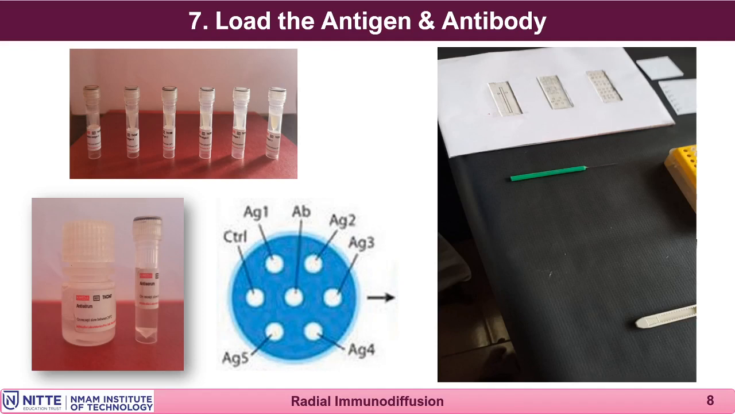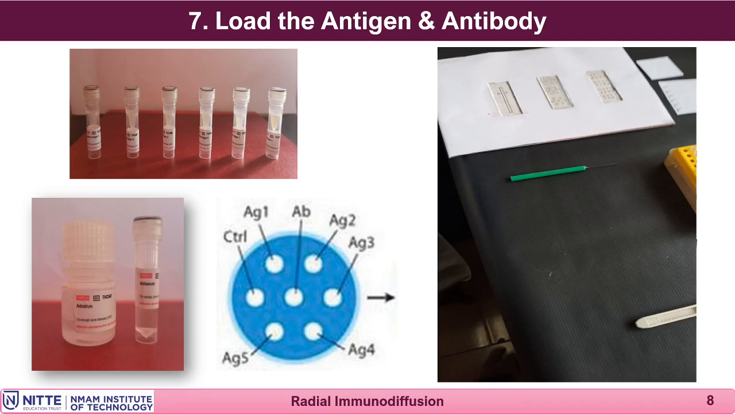If you dedicate all the wells for the antigens, then if no precipitation band appears, you may start wondering whether the reaction took place or not. Therefore, to avoid that ambiguity, one can load known concentration of antigen and corresponding antibody can be loaded in the central well, and that will definitely give the precipitation band.